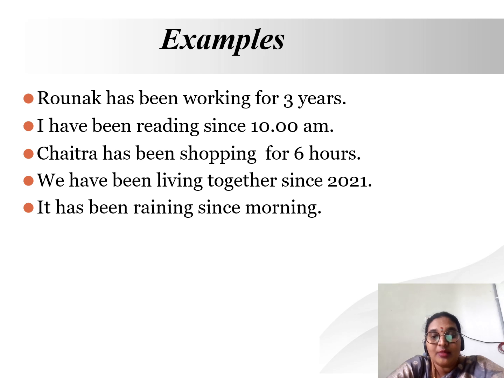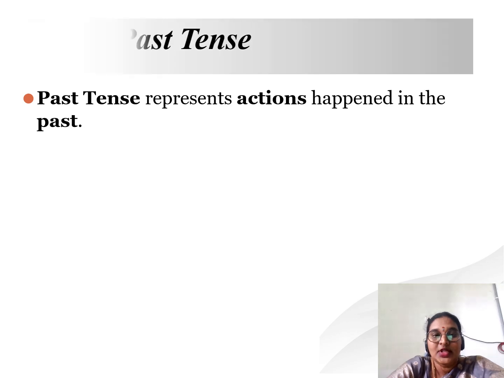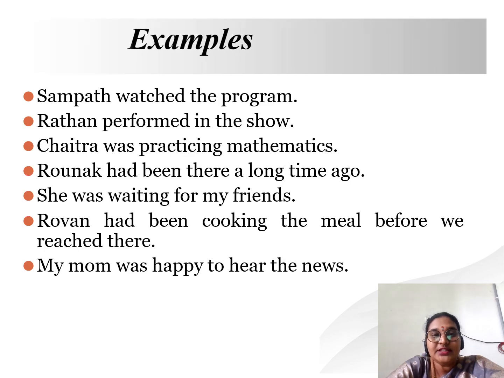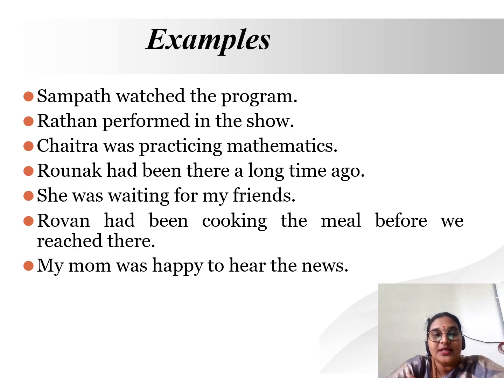So this is all about simple present tense, and let's see what is past tense. So past tense represents actions happened in the past. So if you can see the examples over here, you can see Sampath watched the program. That means the action was completely completed without any traces, and that was already done. And we are only saying about the action which was done previously.